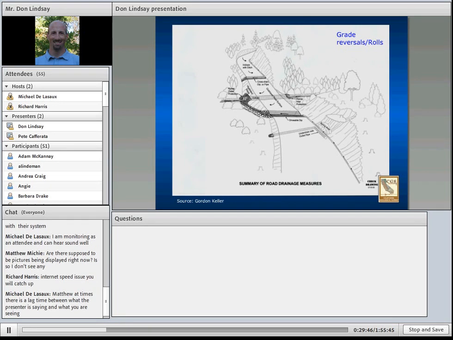A great example of a roll is presented in this diagram, where the road rolls from being insloped to outsloped and back as it crosses the stream. Another opportunity where rolls are effective is on roads with steep grades that could not otherwise accommodate a rolling dip.